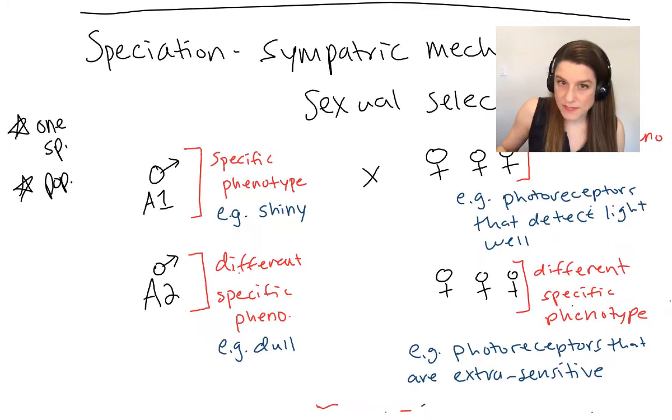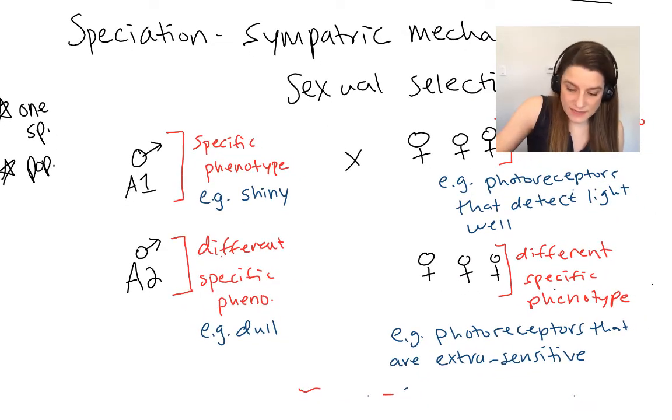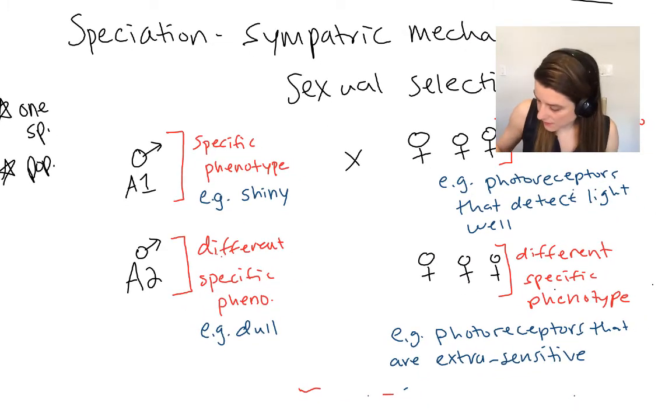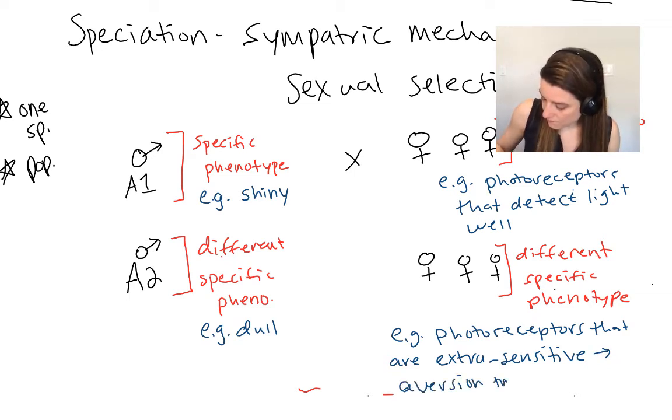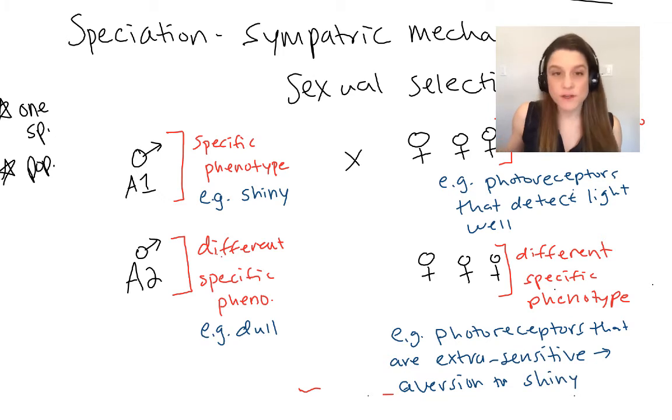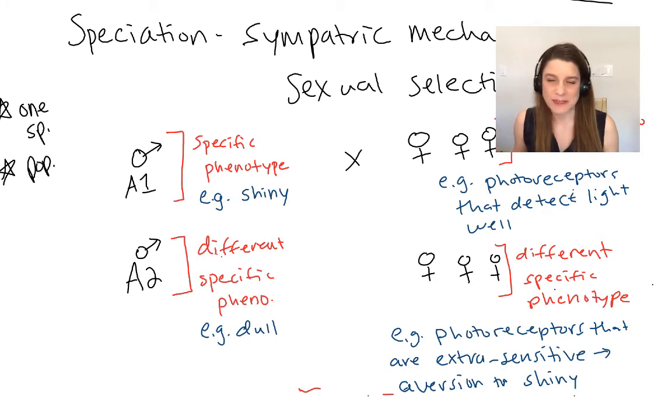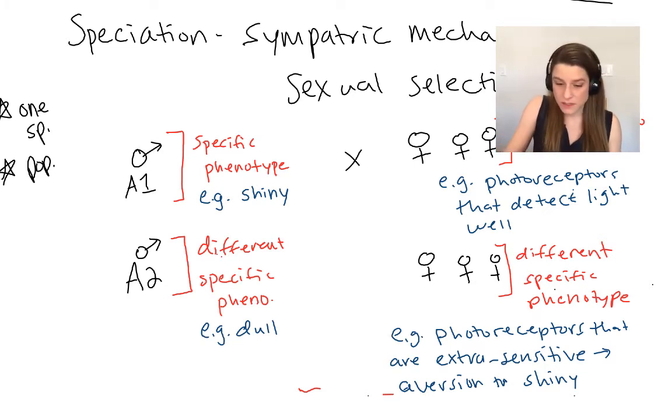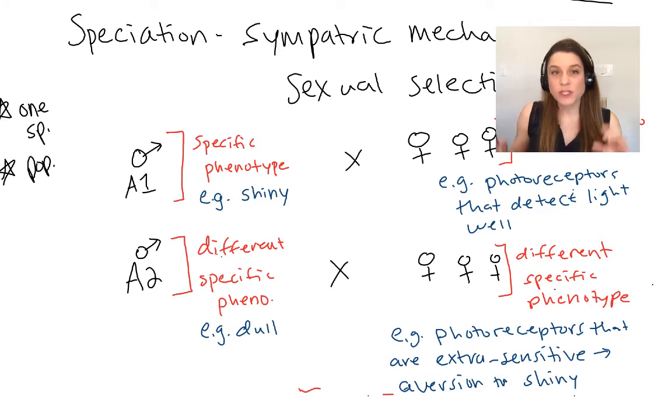And so what that means is that those females have an aversion to the shiny males, meaning the males are too shiny and it hurts their eyes. I mean, I'm totally making this up, but it hurts their eyes. And so those females with the extra sensitive photoreceptors will mate with the dull males because those shiny males are not well suited for them. So you can see we have two specific pairings in the same population.